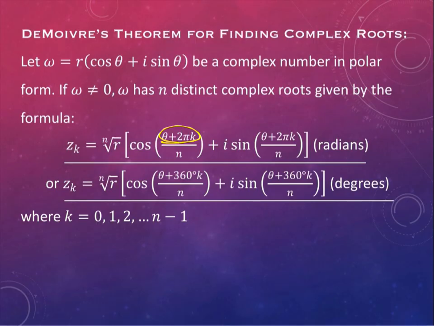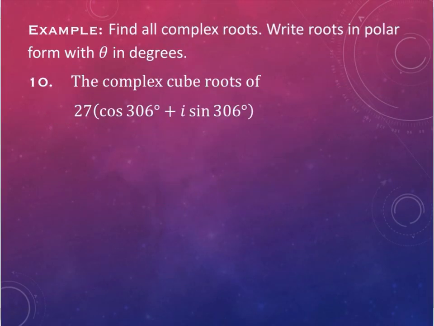Okay, so I have 2 examples of these. Are you ready? The first one is a little bit more straightforward, and the reason I say that is because we actually see it written in complex number form. I've got 27 cosine 306 i sine 306. It wants us to find the complex cube roots.